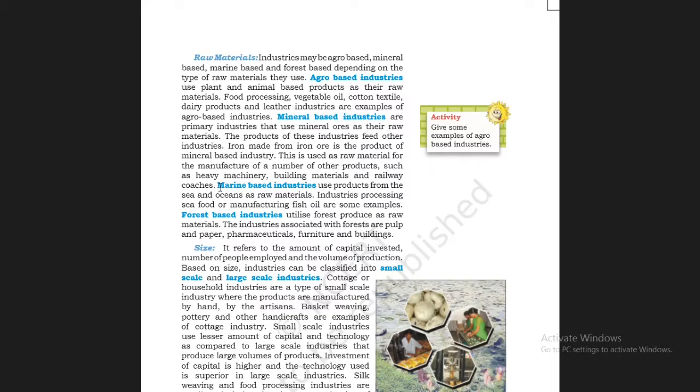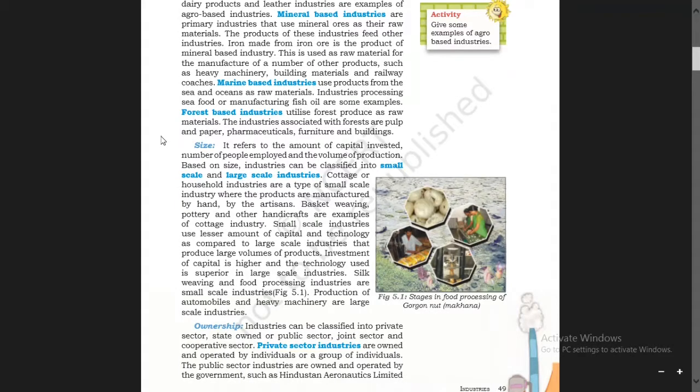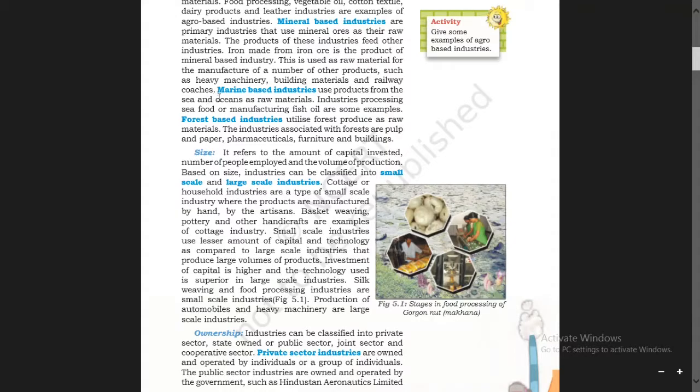To run these industries, mineral ores are required. The products of these industries feed other industries. So the products of these mineral-based industries feed other industries. Other industries cannot survive without them. Iron made from iron ore is the product of mineral-based industries. This iron is used as raw material for the manufacture of a number of other things such as heavy machinery, building materials, and railway coaches. These are only possible with the help of this iron.